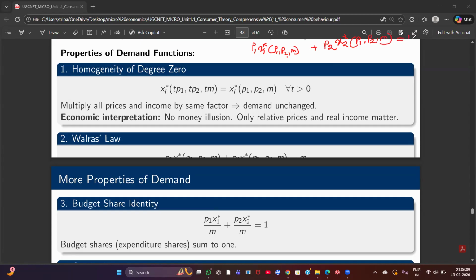This is equal to M. This is the expenditure. When I choose the optimal bundle, this optimal bundle requires this amount of expenditure on first commodity and this amount of expenditure on second commodity. So ultimately, this is the total expenditure on the optimal bundle, which is equal to my money income. This is the Walras law. In other words, we can say the optimal solution occurs on the budget constraint, not below. This is Walras law. Second, budget share identity.